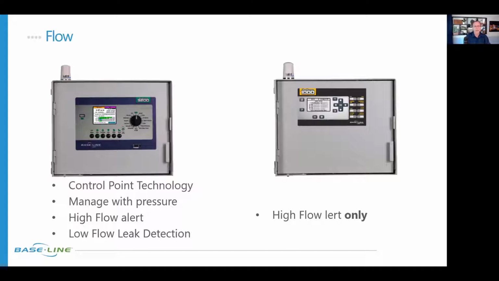The 1000 isn't sophisticated enough, or it's not built into the programming to be able to handle that. Yeah, it wasn't engineered for that purpose. Yep. Exactly right.